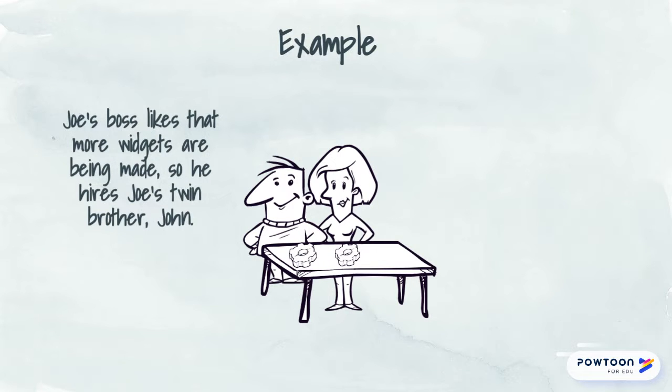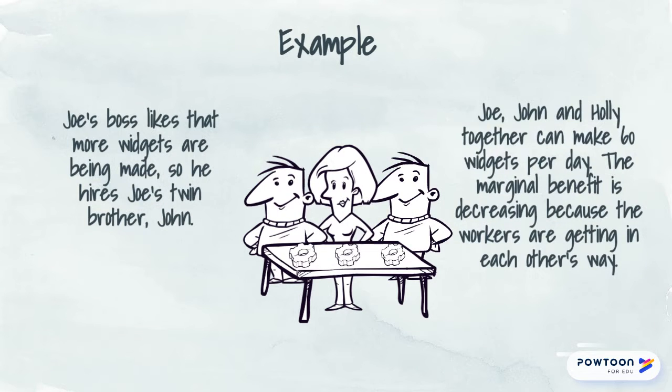Joe's boss likes that more widgets are being made, so he hires Joe's twin brother, John. Joe, John, and Holly can now make 60 widgets per day. The marginal benefit is decreasing because the workers are getting in each other's way. Before, the productivity of Joe and Holly was 25 widgets per day. Now the productivity is 20 widgets per employee. They are still making more widgets, but not as many per employee.